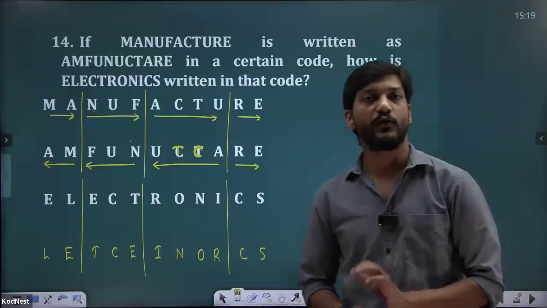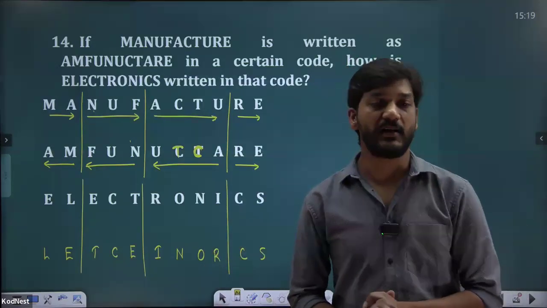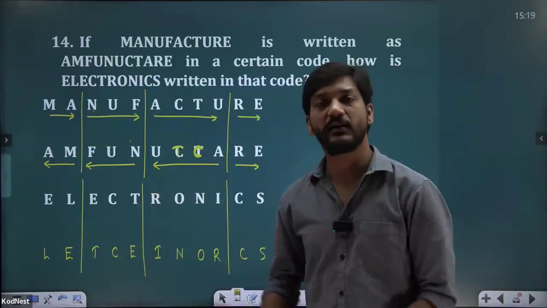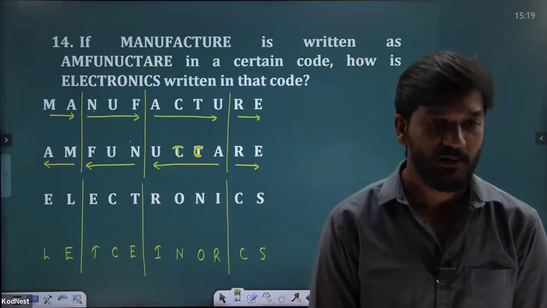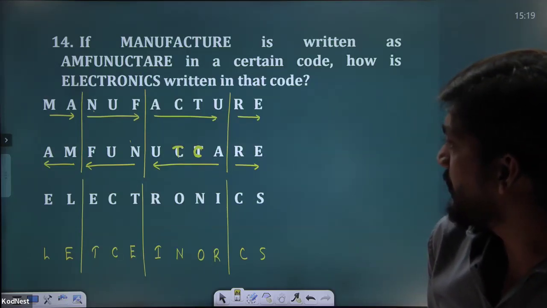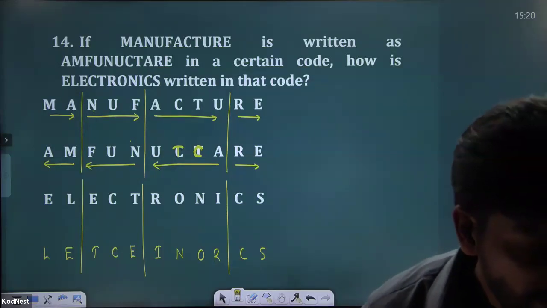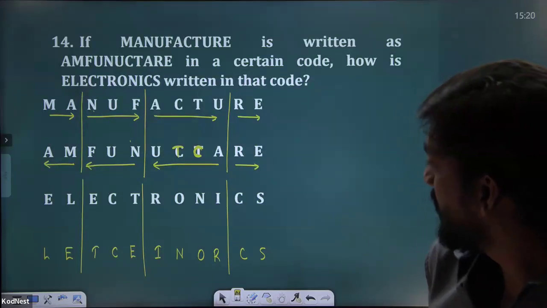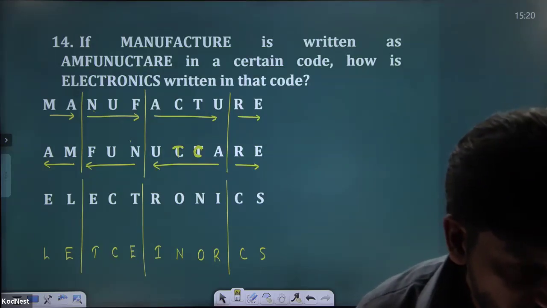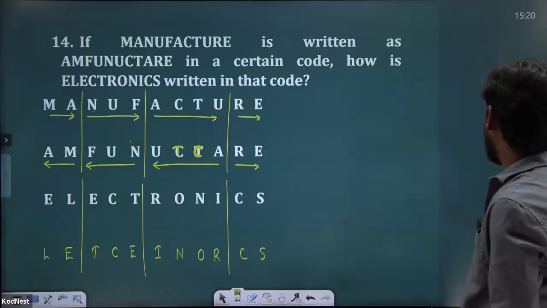Be very careful when you write this. By mistake, or silly mistake I'm saying, please don't make mistakes while reversing the letters. Okay, so ELTCE, not EL, LE. Okay, it is not EL, it is LE. TCE, INOR, CS. Yes. All right. Next.